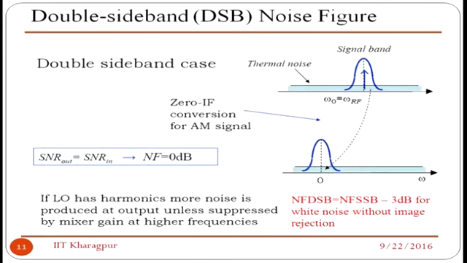I have already mentioned that when you have double sideband, your noise figure becomes 0. That means the signal to noise ratio at the output and the input is the same, a factor of 1. So this is the red line. So noise figure in double sideband equals noise figure in SSB minus 3 dB. In the literature, make sure whether the noise figure they have given is in DSB or in SSB. Most of the time people make mistakes. Clear?